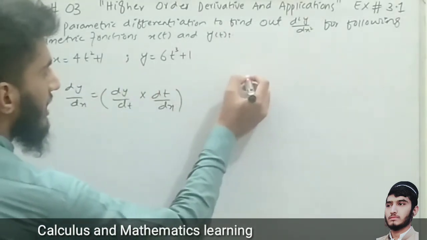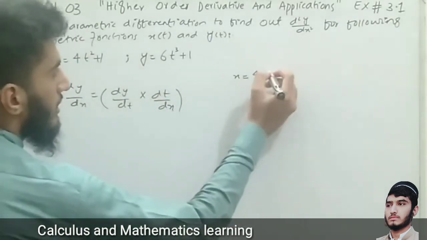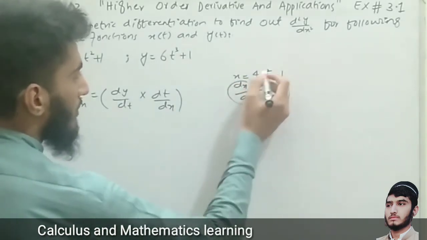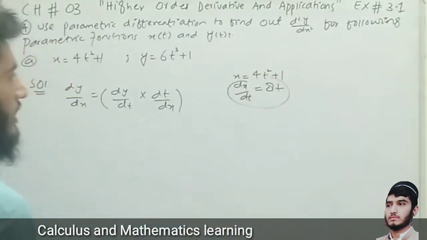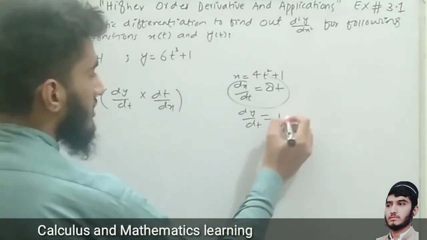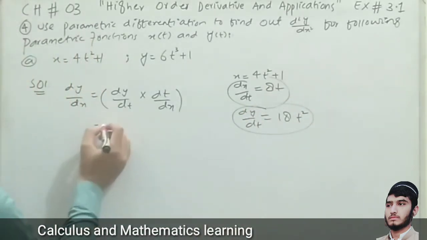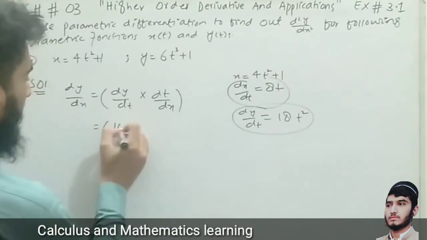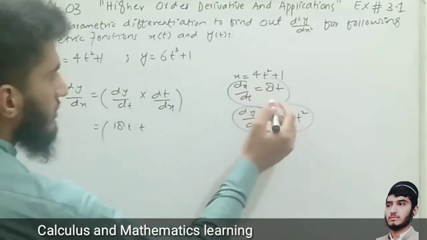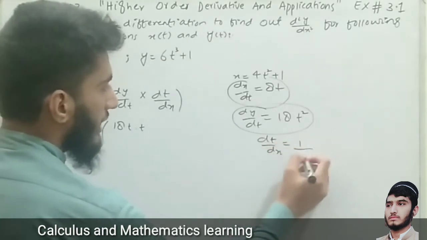First we have the function x, which is 4t cube plus 4t square plus 1. So its derivative with respect to t will be 8t, because 4 multiplied by 2 gives us 8 and the power becomes 1. After this, I take the derivative of y with respect to t, so it becomes 18t square. This is the derivative of y with respect to t. Now putting the values over here, dy by dt is 18t square. T square can be written as t multiplied by t. Here it is dt by dx. We reciprocate dx by dt, so dt by dx will be 1 over 8t.